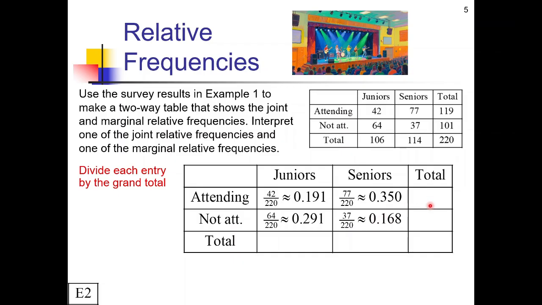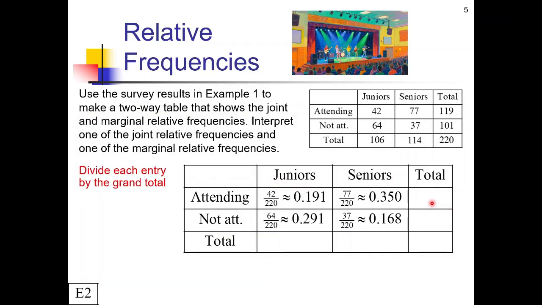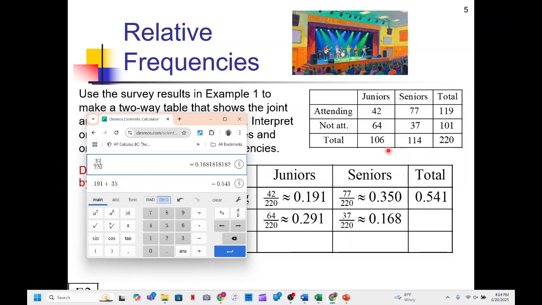Now we could do the same sort of thing for all these totals columns. You could do 119 over 220, or you could simply add these together. Let me just do 0.191 plus 0.35 adds up to 0.541. But again, if you had done 119 divided by 220, you should get the same result. There's just two different ways of getting it. And then let me do the next one here. We've got 0.291 plus 0.168. That's 0.459.